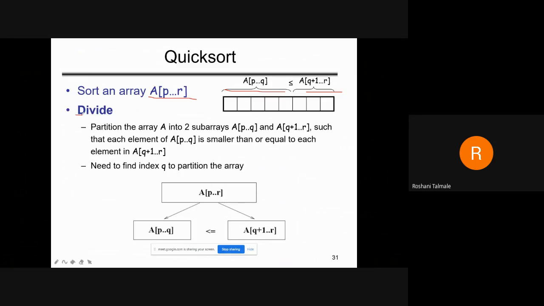In this case, first we have to use the divide method. This is also divide and conquer. So just see, partition the array A into two sub arrays A[p..q] and A[q+1..r], such that each element of A[p..q] is smaller than or equal to each element of the other one. Okay. So we need to find index q to partition the array. It means we have to divide the array. Remember, this smaller-or-equal condition is the main thing in this one.